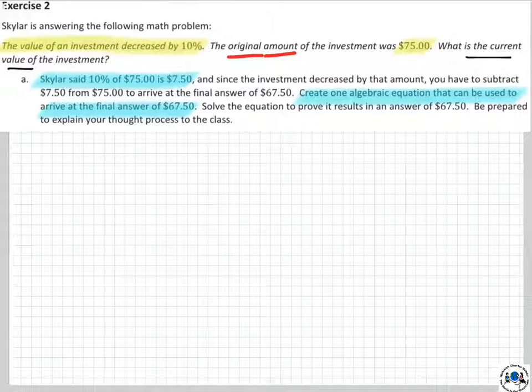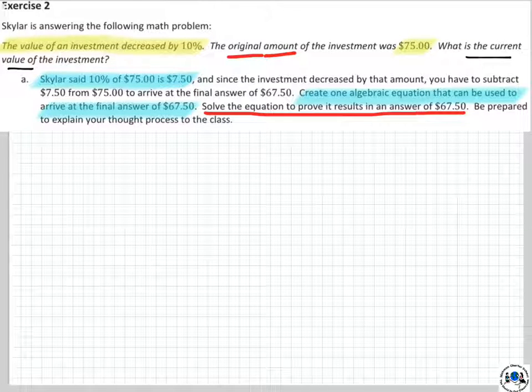But what we're asking you to do is to create one algebraic equation that can be used to arrive at the final answer of 6750. So you have to solve the equation to prove it results in an answer of 6750. And be prepared to explain your thought process to your computer screen, which is me. So why don't you go ahead and pause? We haven't paused yet in this lesson. Let's pause and have you do this right now, based on what we've already done in this lesson, and then come on back.